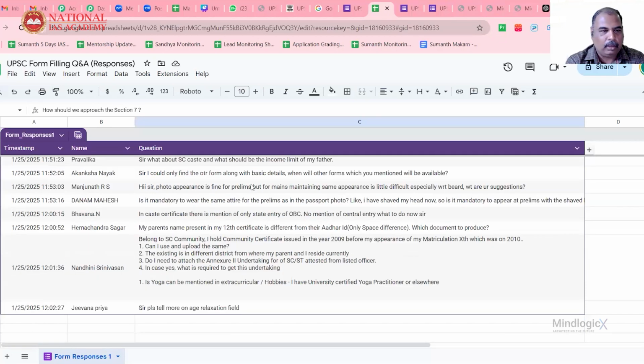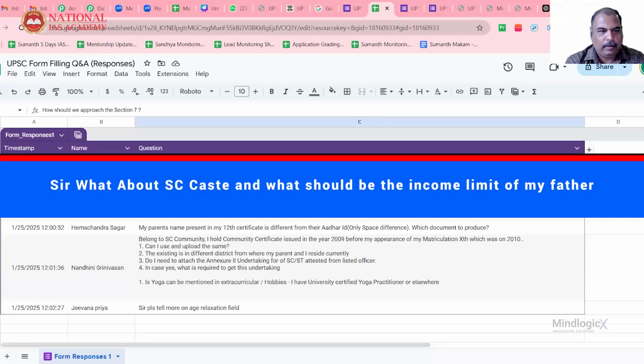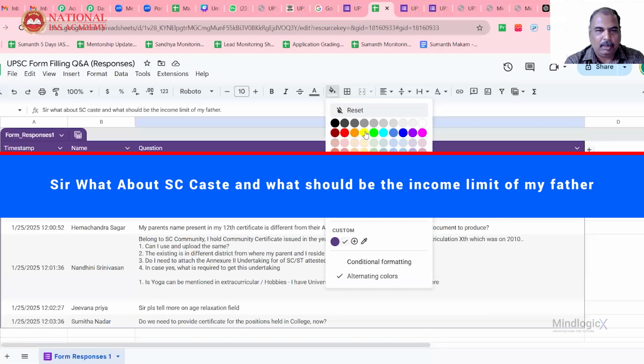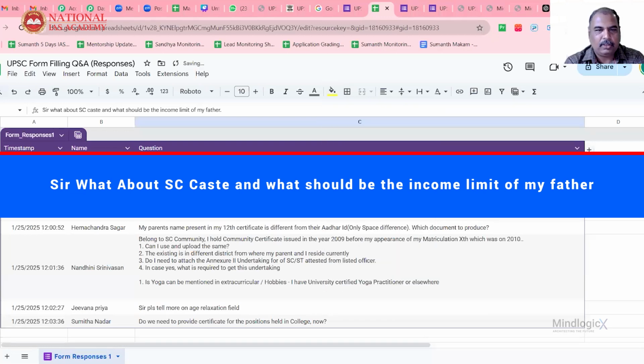Pravalika is asking a question, sir. What about SC caste and what should be the income limit of my father? See, for SC and ST communities, it is irrespective of your income, you can claim it. That's not at all a problem. Even if your father is a civil servant, you need not worry about it. You can claim. There's no aspect of creamy layer for scheduled caste as such.